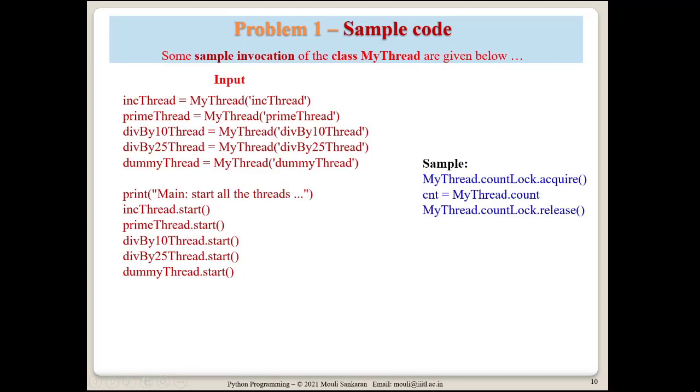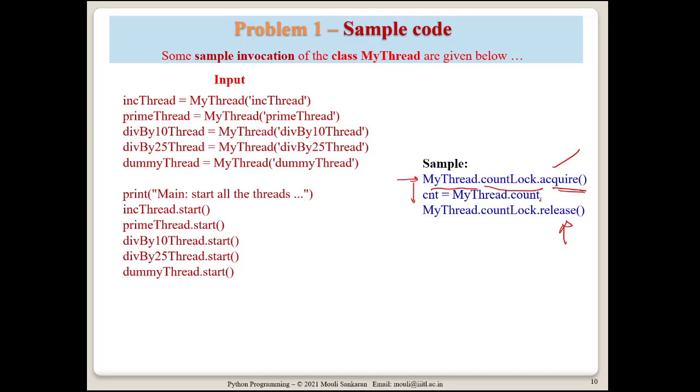Now, before that, a sample code: how do you create, acquire, and release? You know that the count lock is within the my thread class. So MyThread.count_lock.acquire. That is what you need to use. Just write this. It will come down if the lock is acquired, so you don't need to worry. This is the code. That's all.